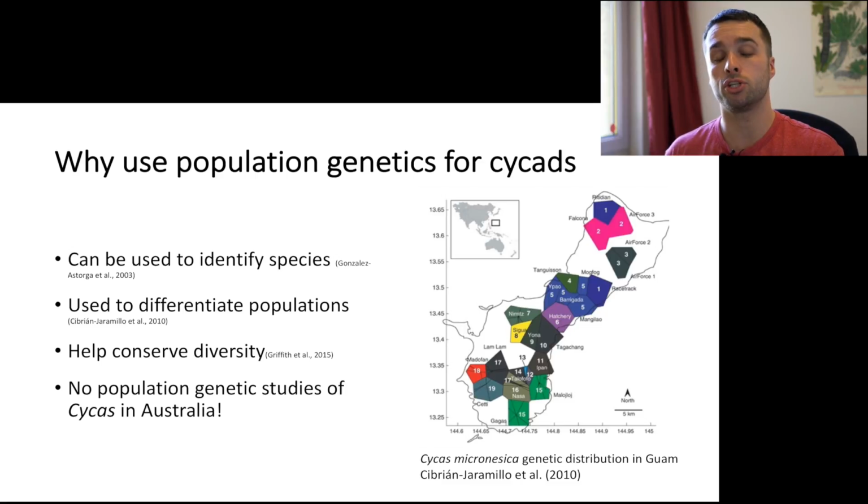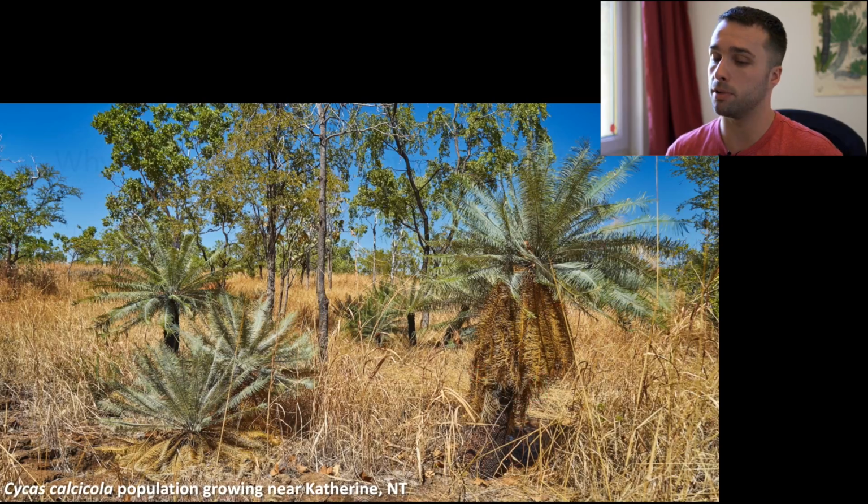We can also use genetic data to help conserve wild populations. This is great because it allows us to look at cultivated collections and ask whether these ex situ conservation collections represent the genetic diversity of the wild populations, and how can we support that? However, there are no population genetic studies done on cycads in Australia, which is peculiar, or at least none published.